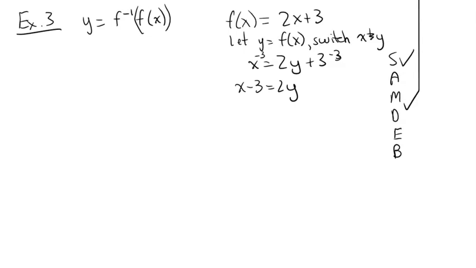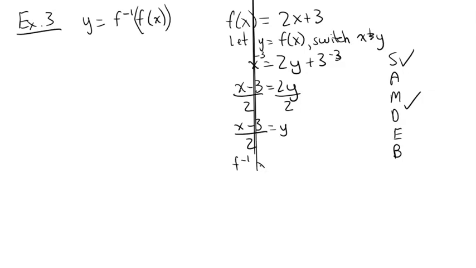Now I do my multiplication or dividing, and so you can see here that I have to divide by 2. And so y equals (x minus 3) over 2 is the inverse function. So I can write this as f inverse of x. F inverse of x is (x minus 3) over 2.